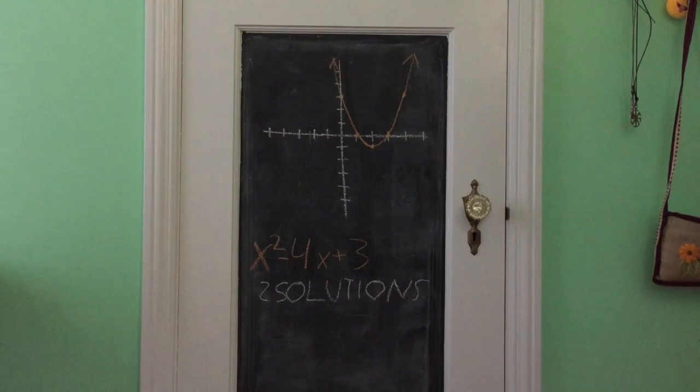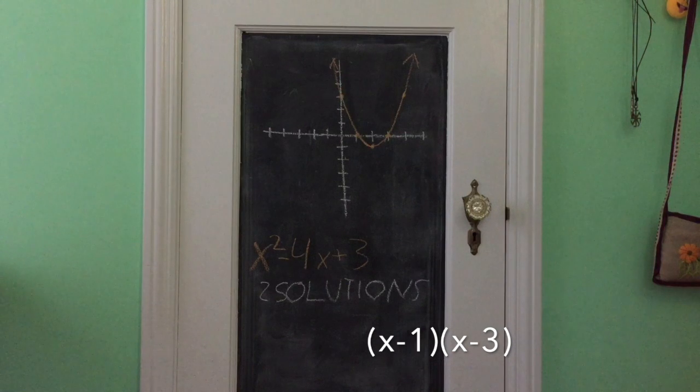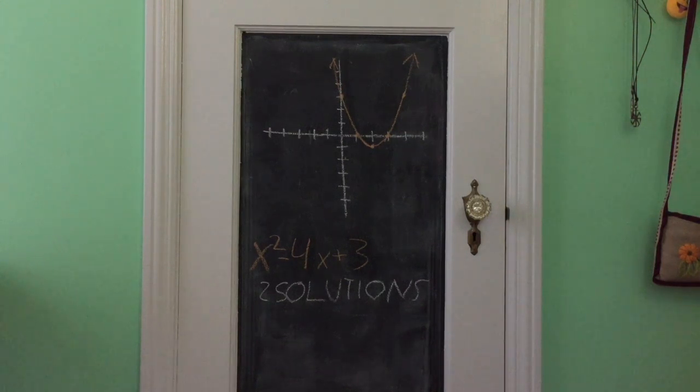Sometimes it is easy to find the zeros, like in the equation x squared minus 4x plus 3. You can clearly see the zeros are at 1 and 3. We can find them easily by factoring. But sometimes they will not be easy to find, like in the equation x squared minus 3x plus 1, where the roots will be a fraction or a decimal and hard to graph.